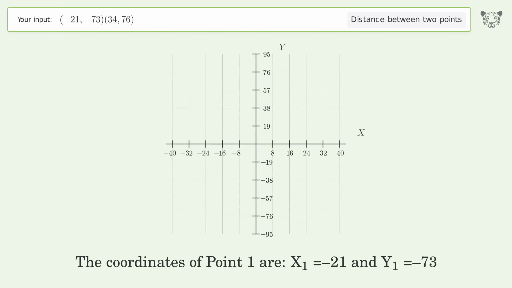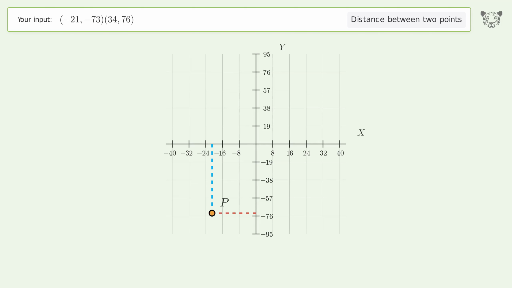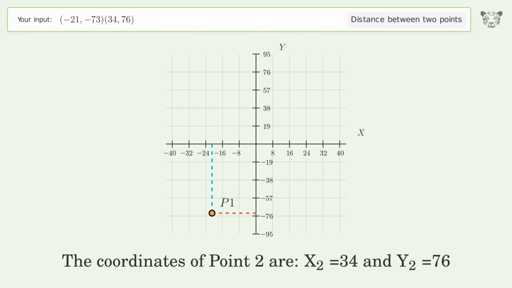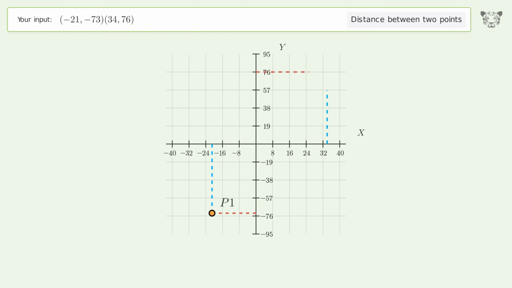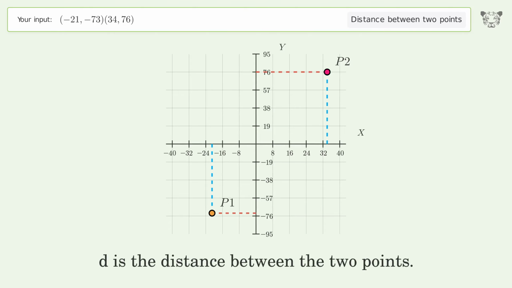The coordinates of point 1 are x1 equals -21 and y1 equals -73. The coordinates of point 2 are x2 equals 34 and y2 equals 76. D is the distance between the 2 points.